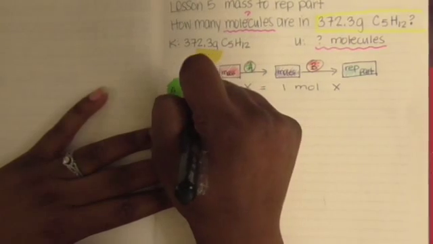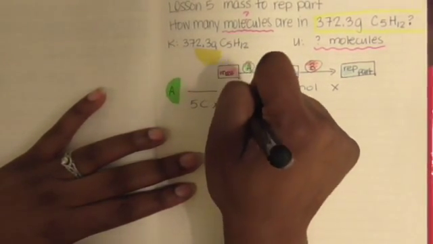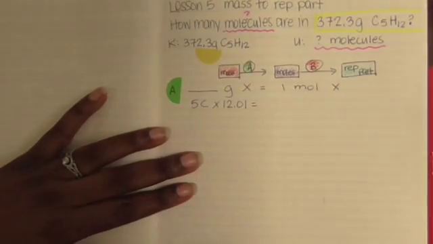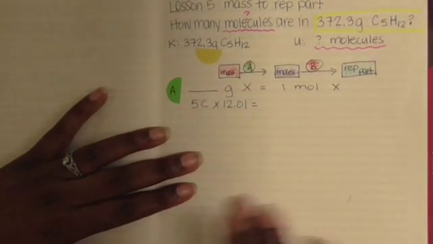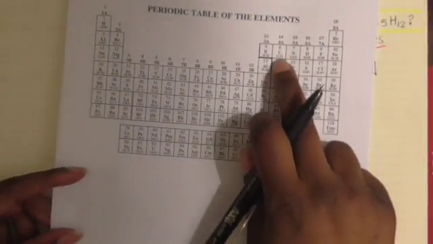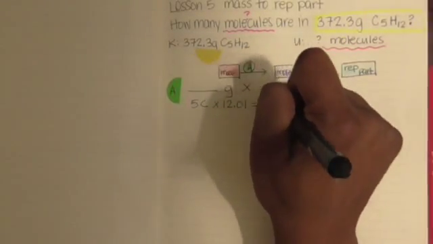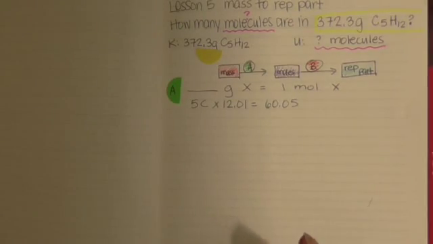So we have 5 carbons times 12.01 equals. Some of you are like, how does Miss Maddox know that? Because I've done chemistry for way too long. But if you look at the back of your periodic table, that's where the 12.01 is coming from. So that gives me 60.05. And then next, I'm going to do the same for my hydrogen number.